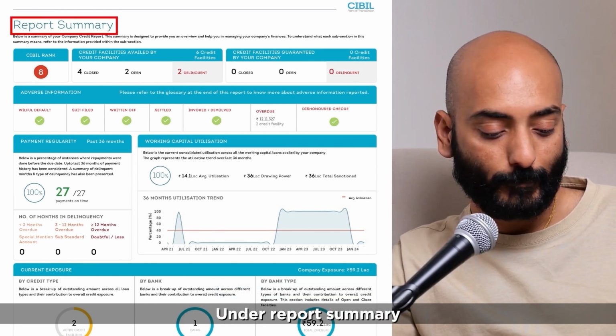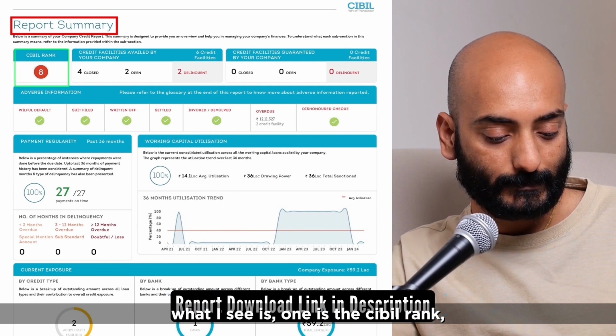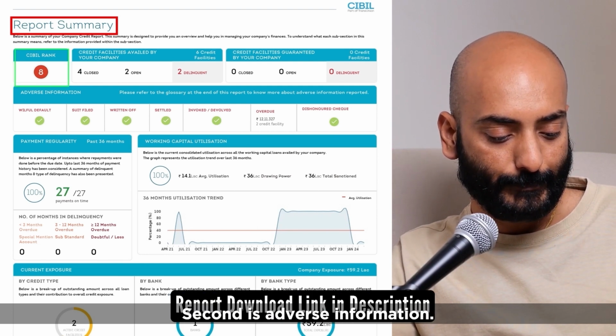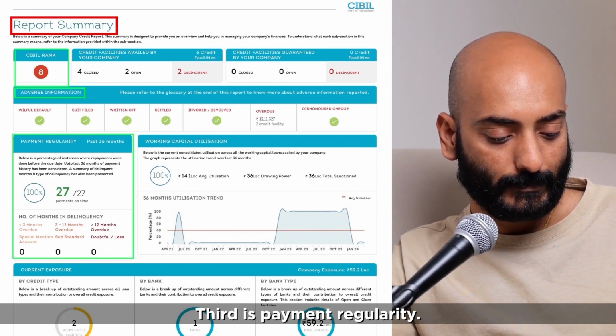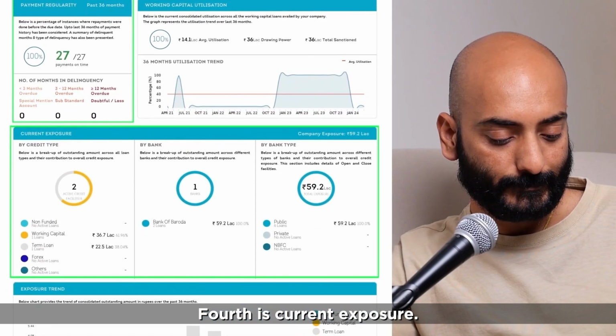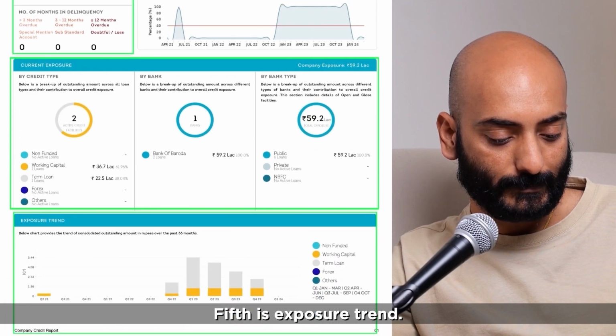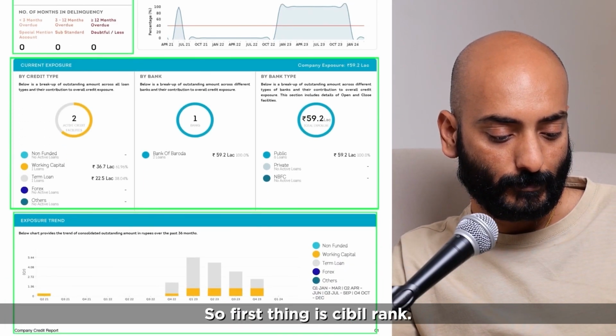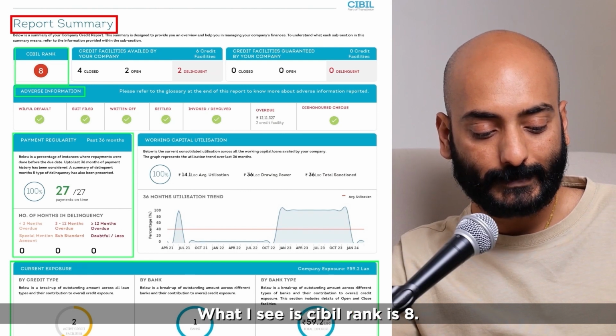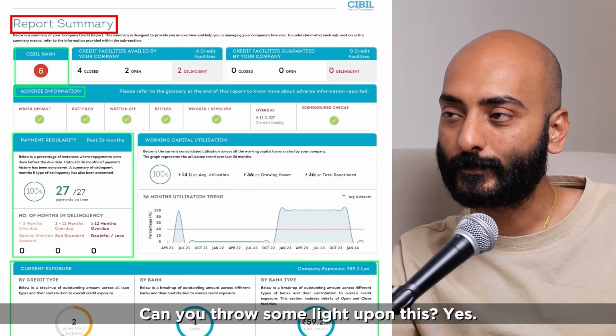Under the report summary, what I see is, one, the CIBIL rank and the entire dashboard. Second is adverse information. Third is payment regularity. Fourth is current exposure. Fifth is exposure trend. Those are the 5 components. The first thing is the CIBIL rank, and what I see is the CIBIL rank is 8. Can you throw some light on this?